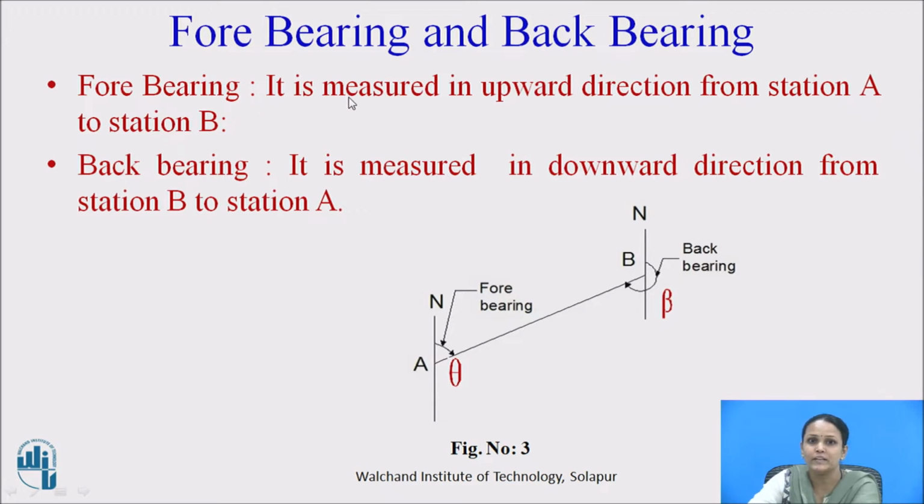So, the fore bearing is measured in the upward direction from station A to B, and the back bearing is measured in the downward direction from B to A. In simple words, fore bearing is the bearing measured from the first point to the last point, and back bearing is the bearing of the same survey line, but from the last point to the first point.